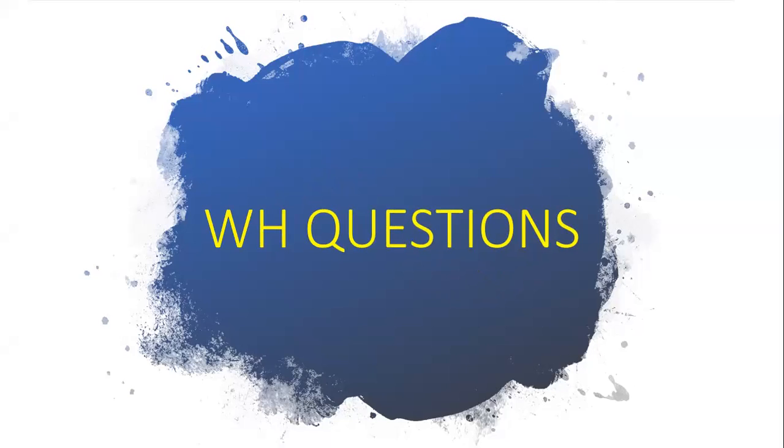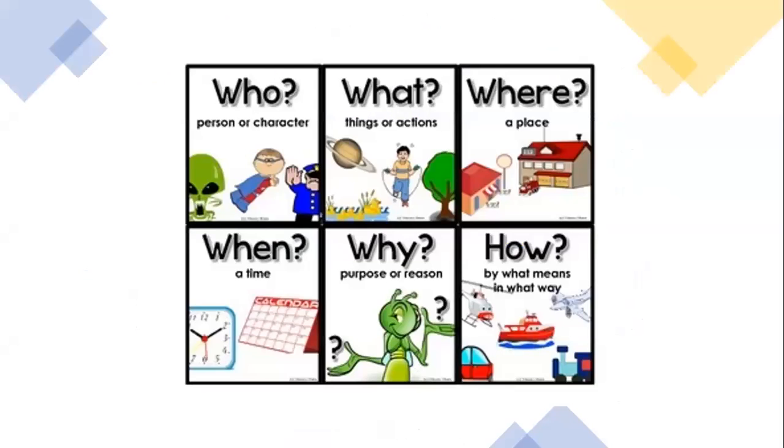Okay, now double H questions are coming. Remember, who refers to people, person or character. What is used for things or actions. Where refers to a place. When refers to a time. Why refers to purpose or reason, and how by what means, in what way.